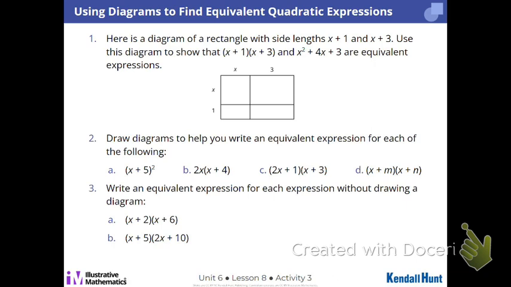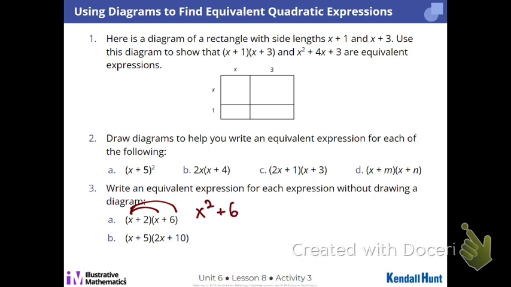So let's look at x plus 2 times x plus 6. To do it without a diagram, I'm going to take x and multiply it by both things. I'm using those little arcs to show what I'm multiplying. I'm going to do x times x first: x squared. Then I'm going to do x times 6.